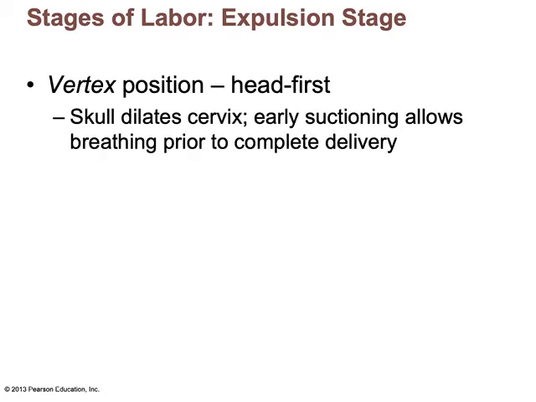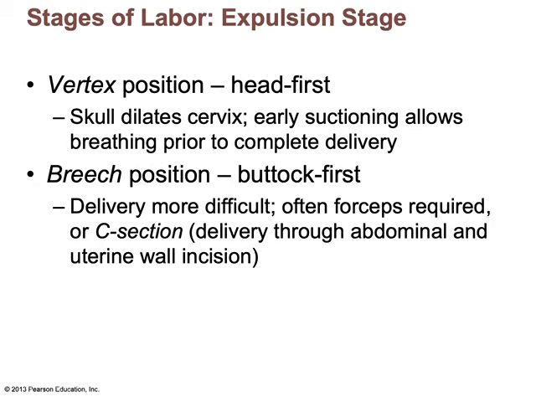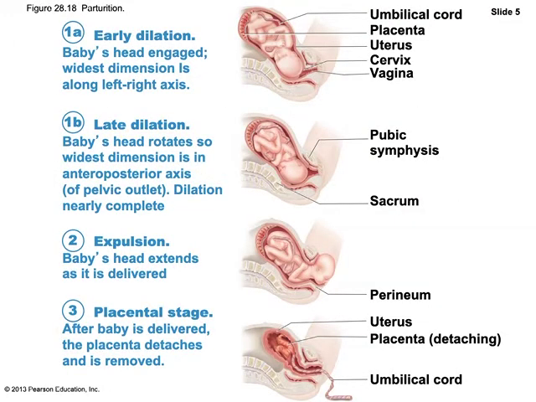The vertex position is defined as head first. The skull dilates the cervix. Early suctioning allows breathing prior to complete delivery. Breech position is buttock first. Delivery here is more difficult. Often we use forceps or a C-section to deliver it through the abdominal wall, and this is because of the danger of the umbilical cord wrapping around the baby's neck and strangling the baby.